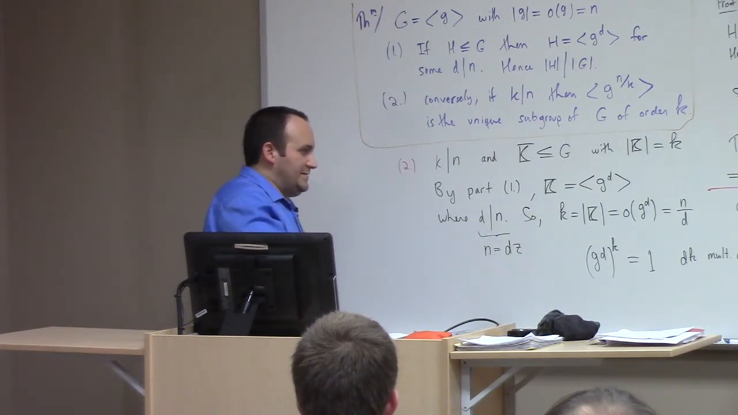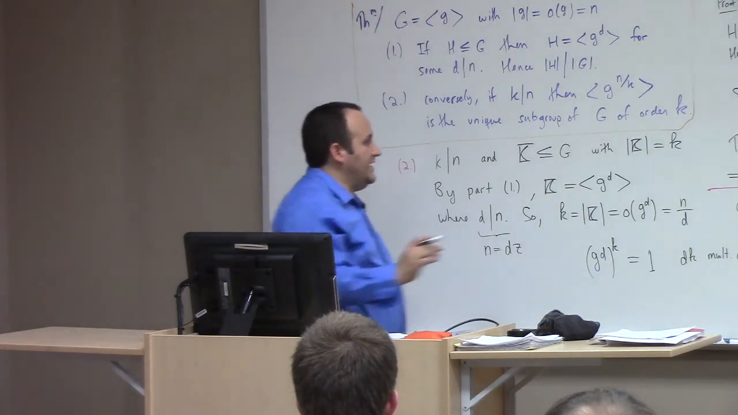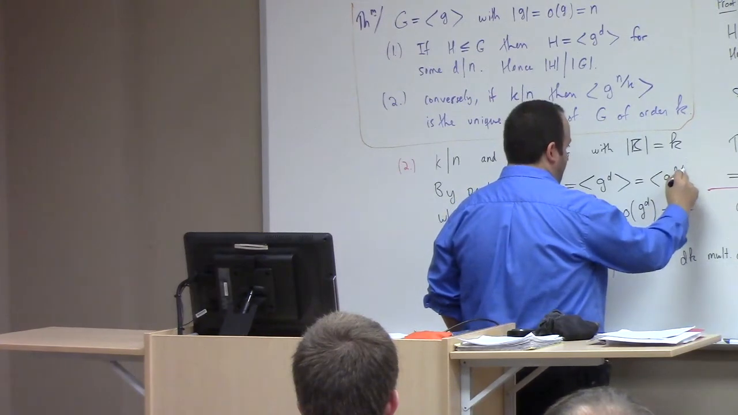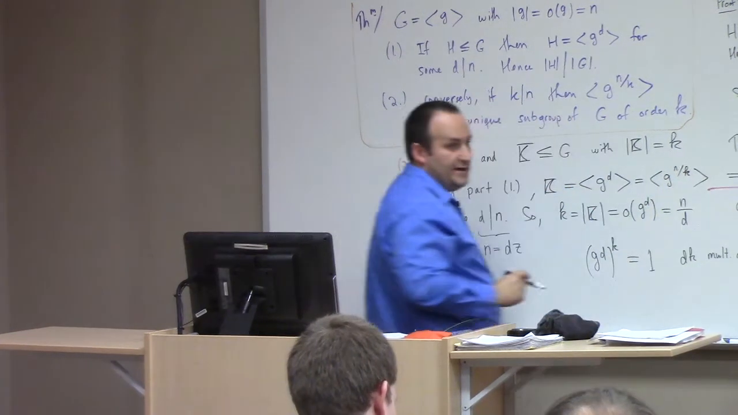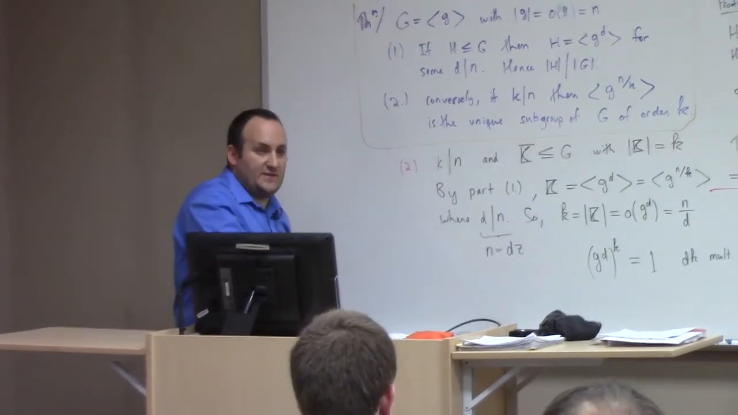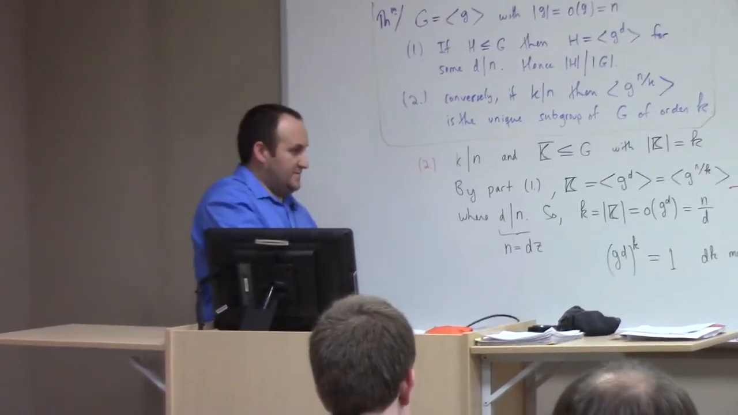Now, once we have that, why is this unique? Why is the subgroup unique? I mean, we're saying that this d is n over k, right? Where k is the order of the subgroup we're looking at, and n is the given order of the big group in which K is fitting. Well, that's a formula, right?